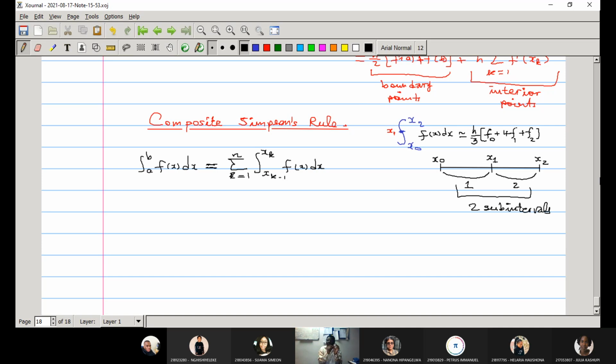So my n, the number of sub-intervals, should be 2 times a number, right? So if you are given the Simpson rule or composite Simpson rule, and you are given an odd number of sub-intervals, it is not possible to use it. The number of sub-intervals for Simpson has to be even. I hope it is clear to you.